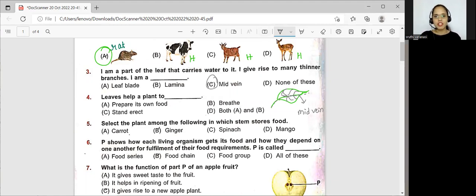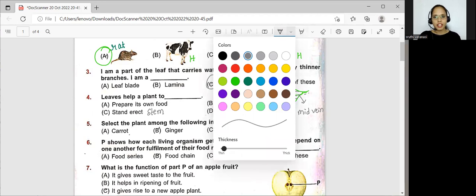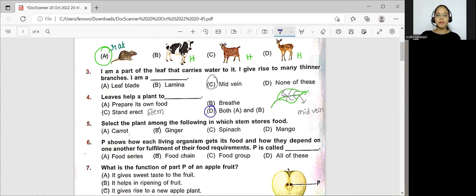Now let's proceed further, students. Leaves help a plant to what? The leaves of a plant generally have lots of holes on their surface, so through those they breathe. Also, they are green in color, so they prepare their own food. But helping the plant stand erect is not because of leaves. This is the function of the stem. The stem helps in standing erect, right? So what are the correct answers, students? The correct answers include both A and B. That is option D. Okay, both A and B are true. Very well done, students. Keep on going in the same way.